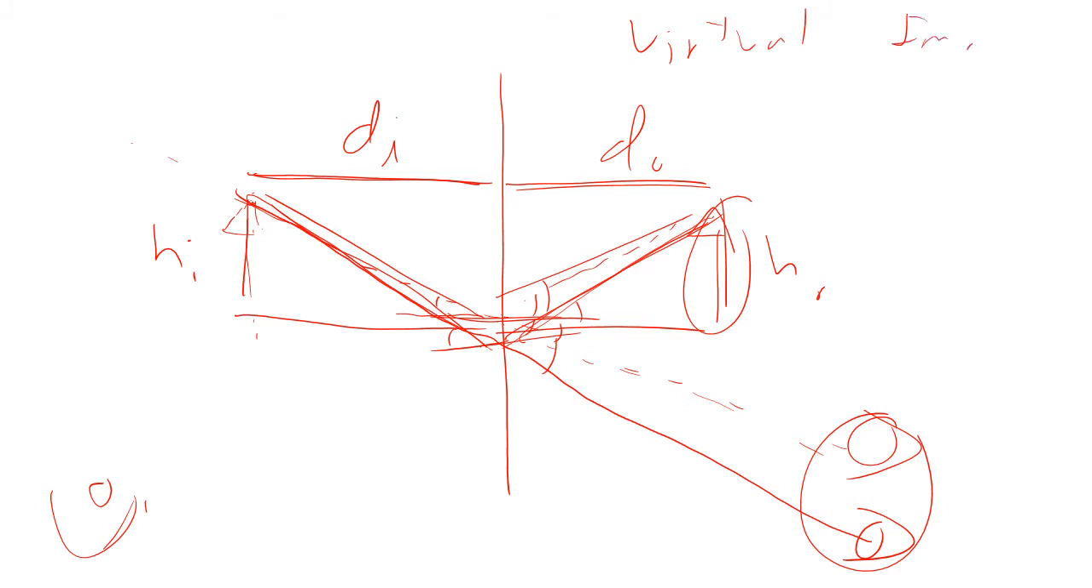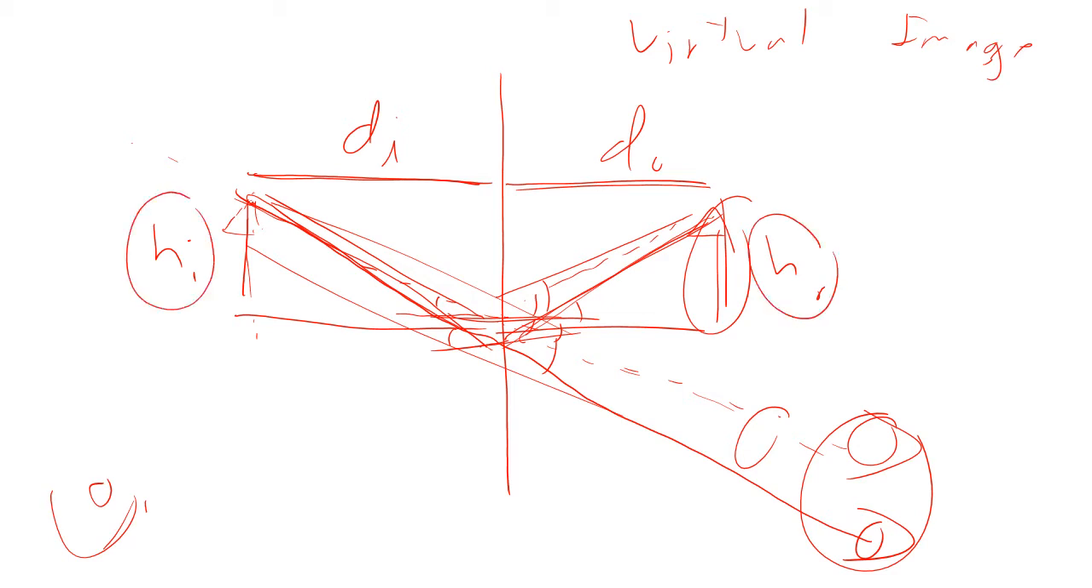Because it's not really there, your eyes just see light as if it's coming from something that's there. And so this virtual image behind the mirror is the same height as the original object, and the distance behind the mirror is the same as the distance the object is in front of the mirror. So that's for a plane mirror. Now what we're going to do is look at a curved mirror.